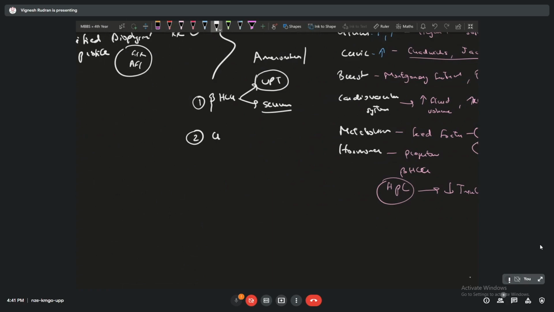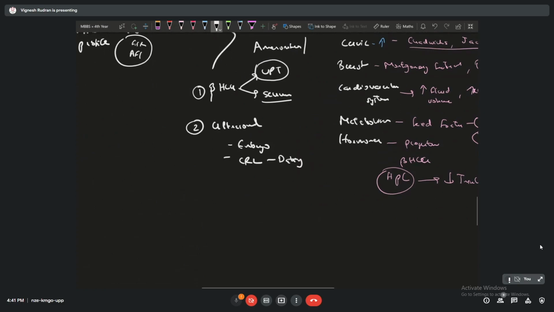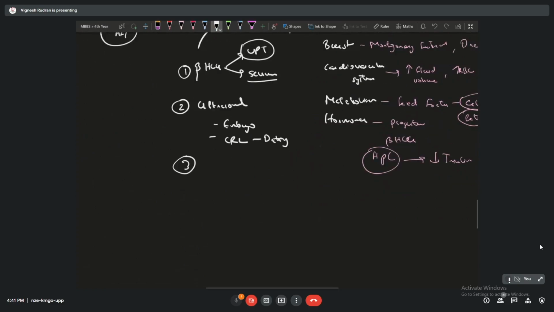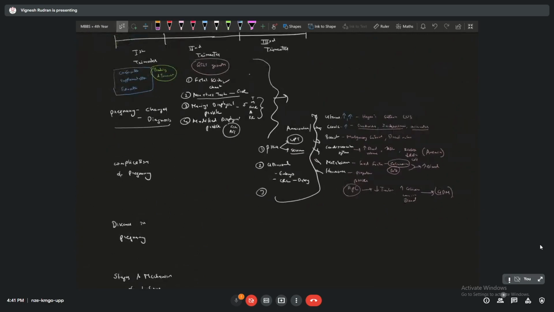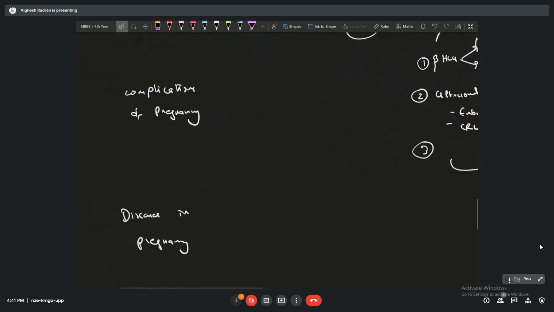Next one is your ultrasound. In ultrasound, you see the embryo, and then you do crown rump length for dating. These are two important things for ultrasound. And then others, all of these are going to be your clinical examinations. All these points will be repeated over and over again. So that is your diagnosis of pregnancy. Next, we are going to see the complications of pregnancy.